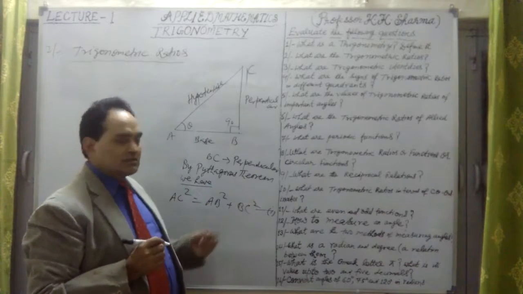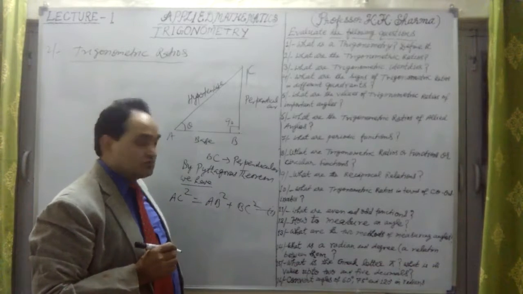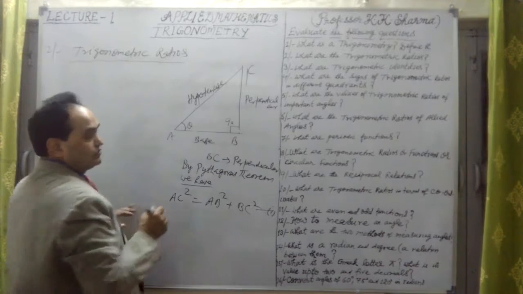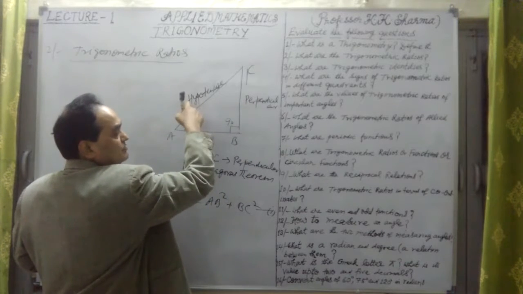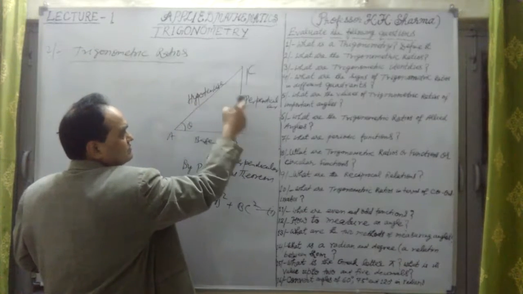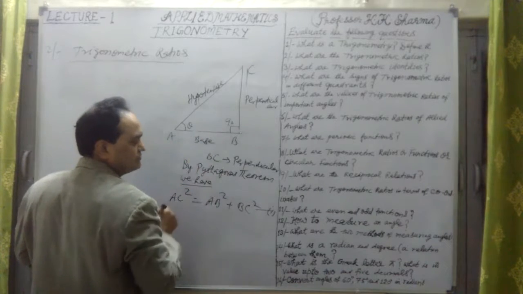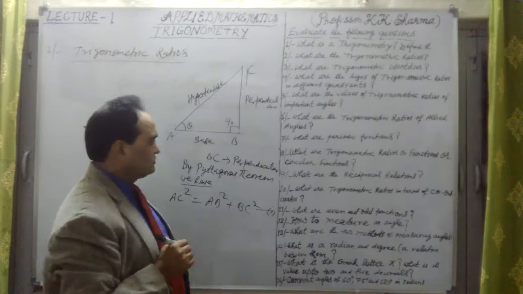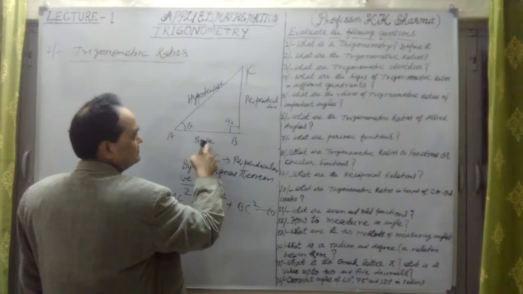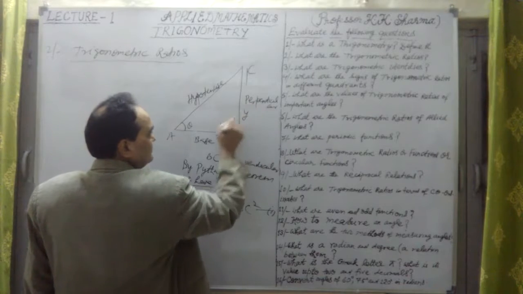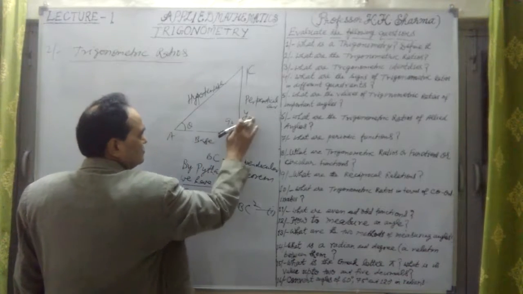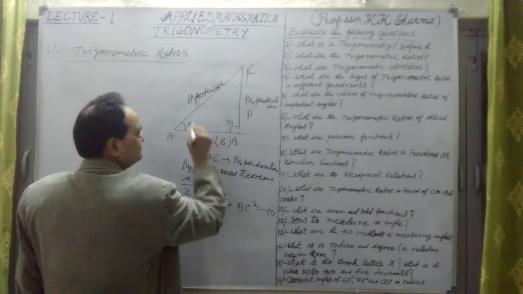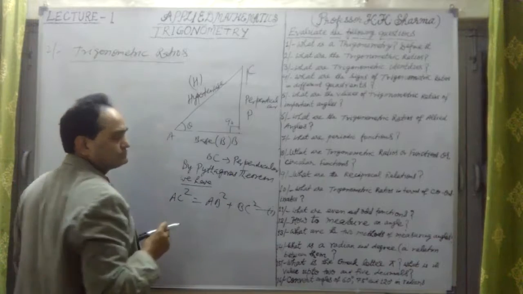I have to find out the trigonometric ratios, the identities we are calculating. What are the trigonometric ratios? Perpendicular upon hypotenuse, base upon hypotenuse, perpendicular upon base. There are three basic trigonometric ratios, and these are the trigonometric identities I have to calculate. Before that, let me take this perpendicular as p, this base as b, and this hypotenuse as h.